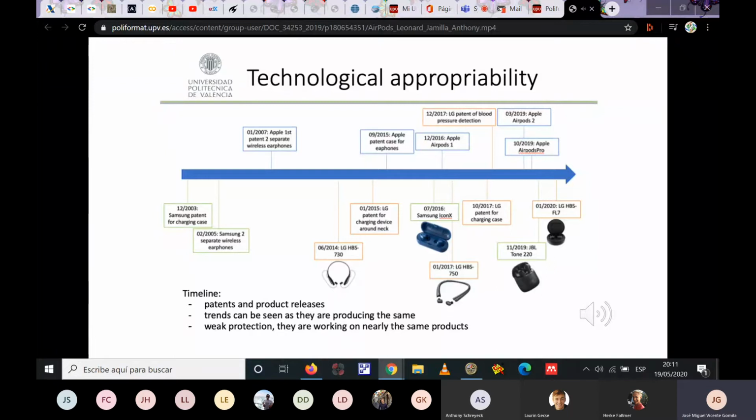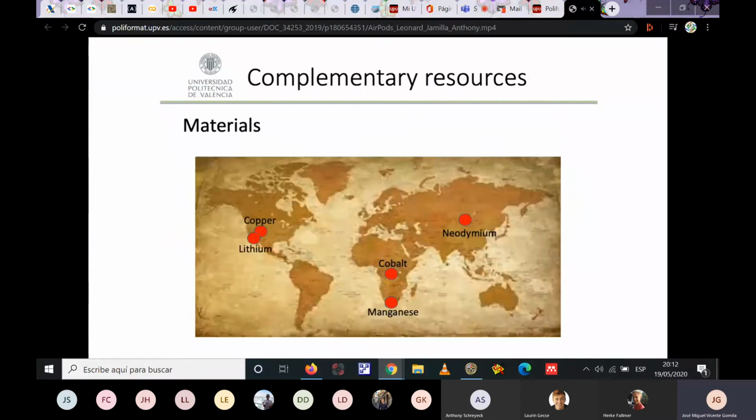As resources, they use materials and energies for the production and distribution of AirPods. The AirPods are composed of many materials coming from all over the world. There is, for example, a metal named manganese, which comes from South Africa. There is cobalt, which comes from the Democratic Republic of Congo. There is neodymium. Neodymium is used in magnets in headphones and is mainly found in North Korea. There is copper and lithium mining, which are located in the USA and in Mexico, and so on.